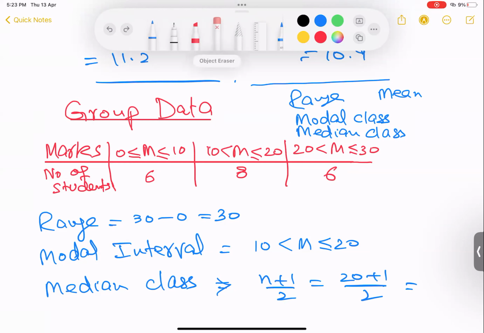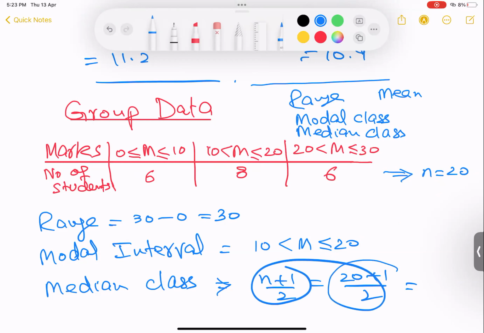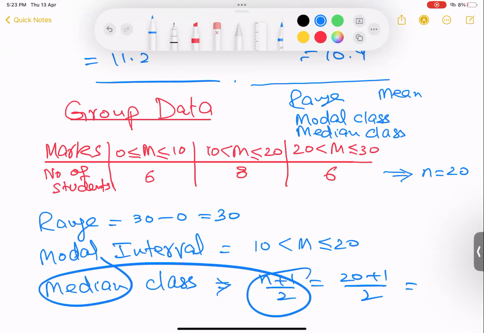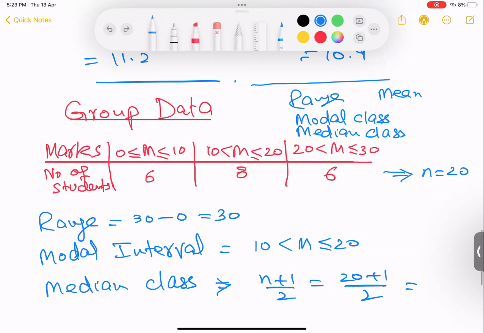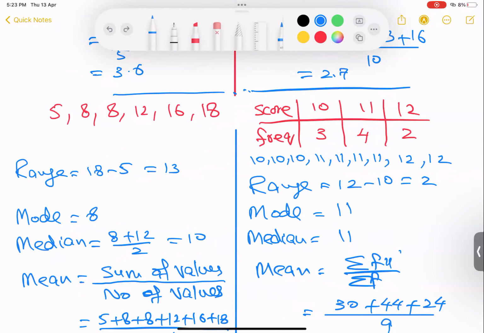Let's start. So first of all, where did I get n? N is 20. Where does 20 come from? 6 plus 8, 14. 14 plus 6, 20. So its total value, if you add them all, is 20. So this 20 comes from here. I think you got my point. So the formula is always n plus 1 divided by 2, a fixed formula for median only. Okay, I'm going to apply this formula here also. Inshallah, I think we can apply it first here.